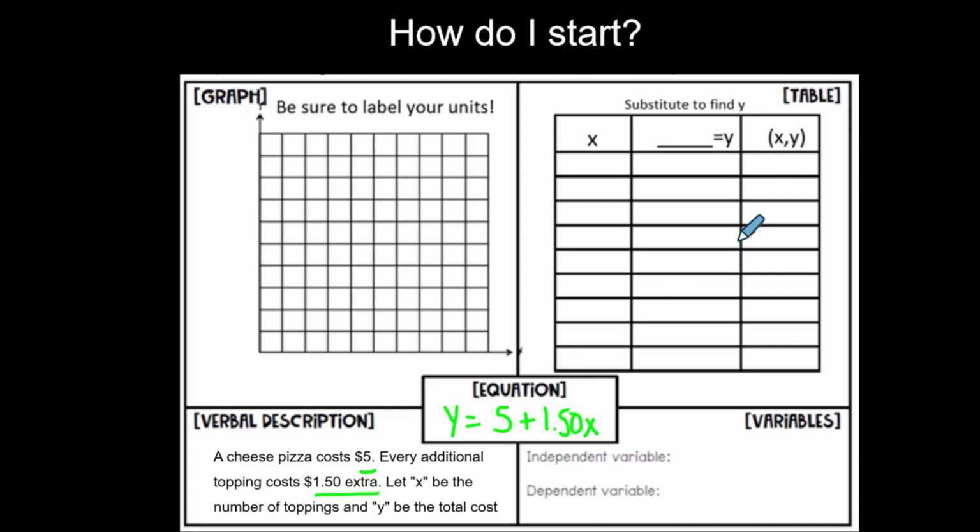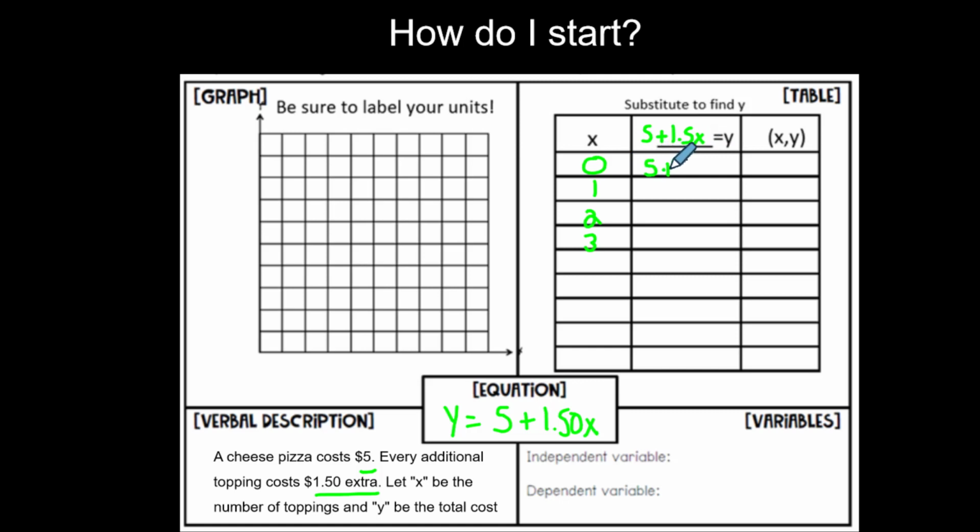Now I'm going to come up to my chart and I'm going to use this equation to develop my ordered pairs. I'm just going to say, well, what would happen if I have no additional toppings, one topping, and two toppings? You could even say what would happen if I had three toppings. So we are going to take this equation. You can see it's written backwards here, but that's okay. It's just 5 plus 1.5x equals y. And we're going to substitute these values in for x.